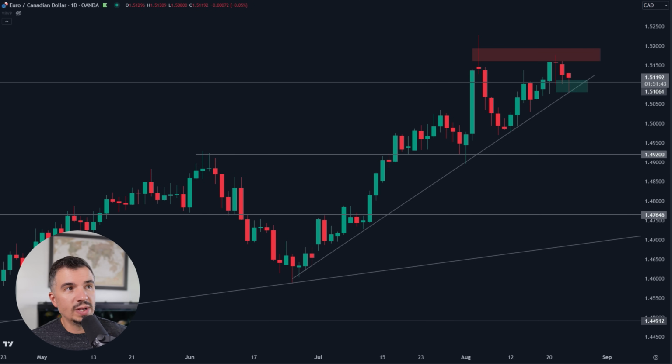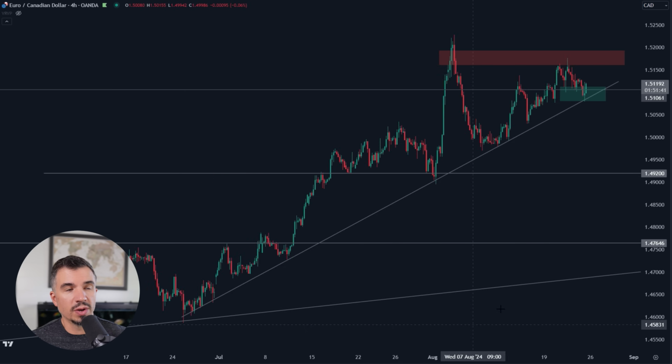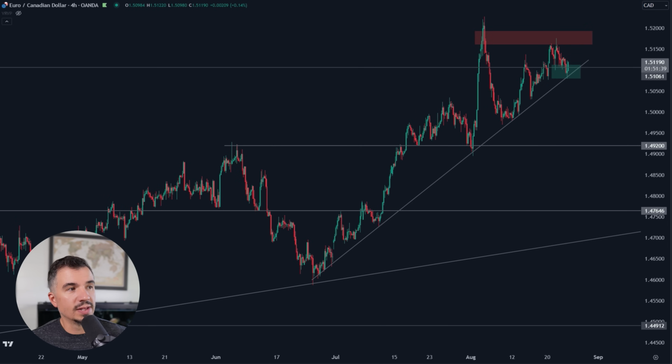So if we see the EURCAD break below this trend line here, look at it on the 4-hour, you can see that so far today we are seeing a bounce right there from that key area. So if we see this breakdown next week, then this area up here becomes resistance and we could finally get that pullback down here into some of these lows, this little pivot through here, right around 1.492.